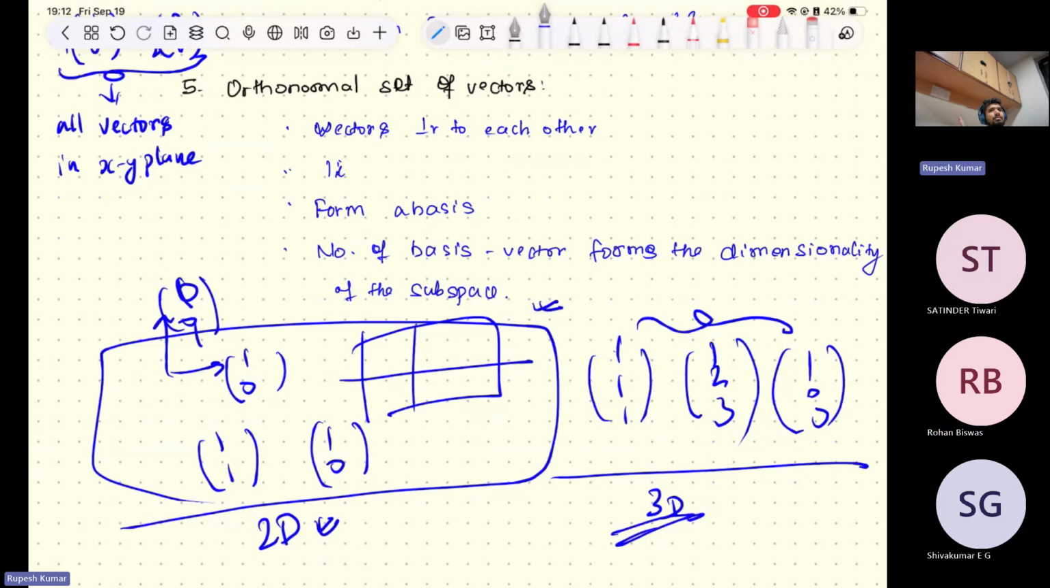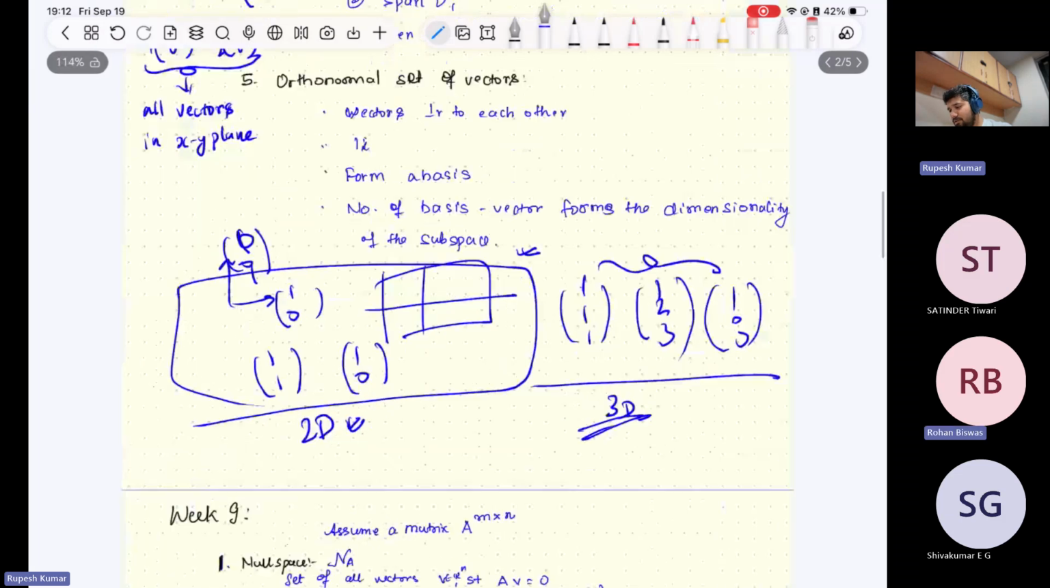But is zero a vector? Zero is a vector, we have to take it as the definition of a vector having length zero from the origin. Fine. Right, let's say.